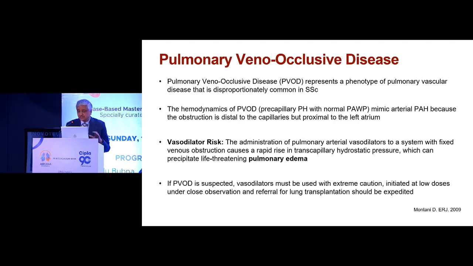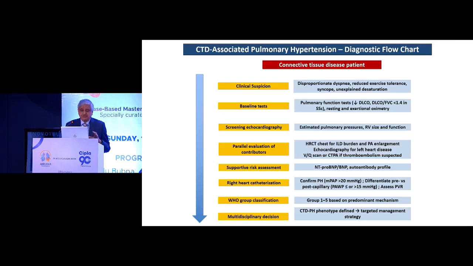So when you are looking at CTD-associated pulmonary arterial hypertension, you have to have a high clinical suspicion. You have to have some baseline tests done: a screening echocardiography, and parallel evaluation for contributing factors, which would be an HRCT, echocardiography, a VQ scan, and a CTPA if you're suspecting pulmonary thromboembolism.